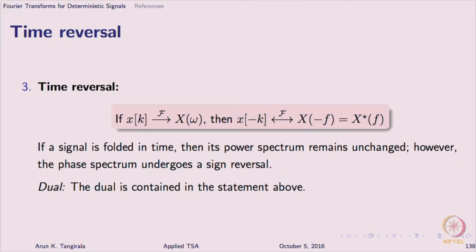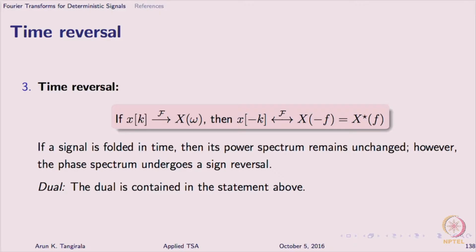That is what we mean by time reversal. You are just going to mirror the signal, and that amounts to actually taking the conjugate. If you can see there, x of minus k results in x of minus f, but that is nothing but x star of f, right. How do you prove that?